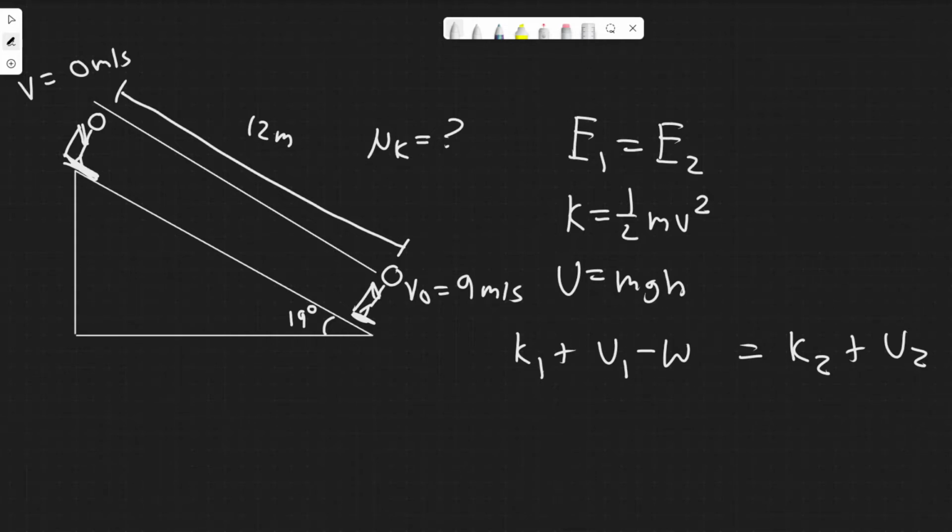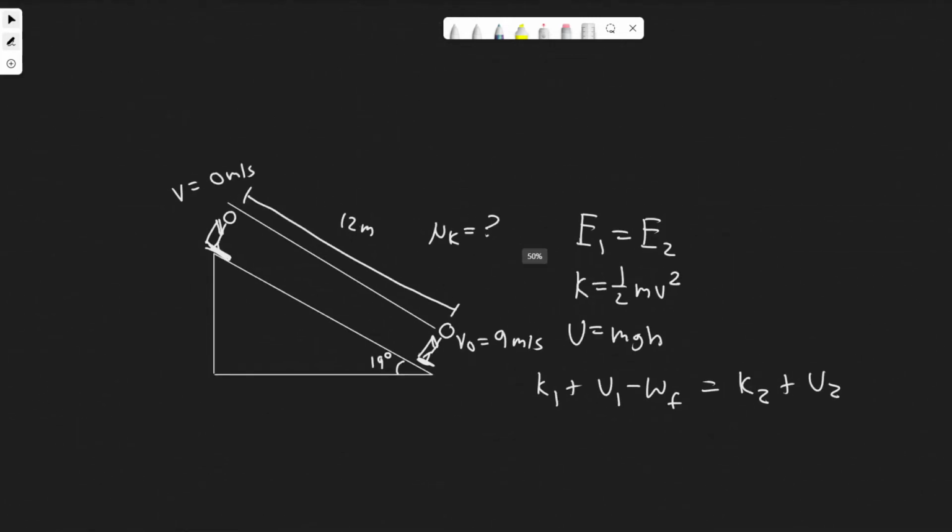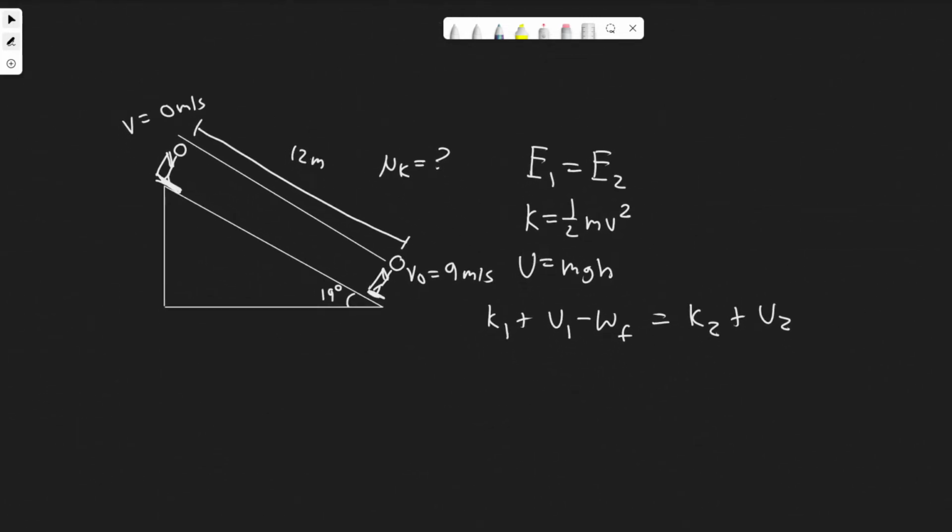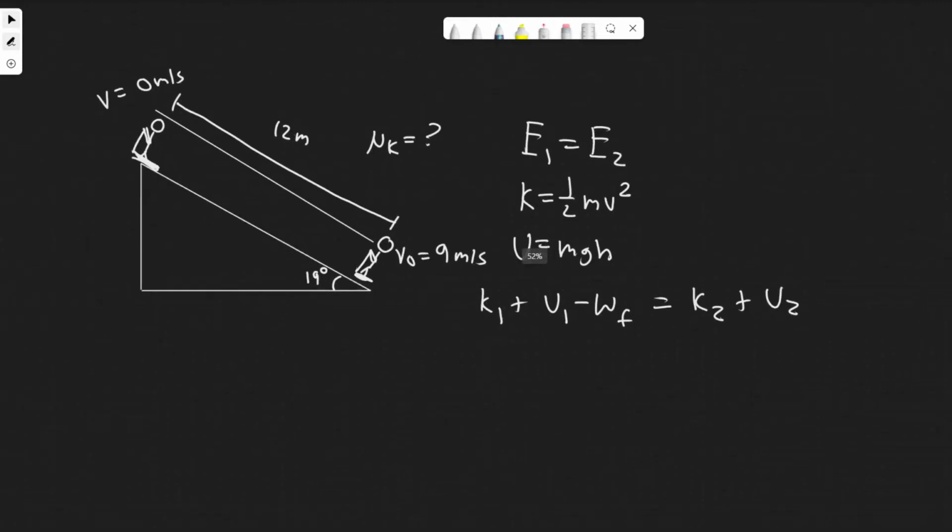So we have to include subtracting the work due to friction. You can call it minus W_F, and you can add it to the other side because basically it's the same thing, but I think it's easier to imagine that you have your initial energy, you lose some energy, and that equals your final energy. This is the basic idea of how we solve it, and we're going to plug in certain values to be able to solve for mu sub k. So let's go ahead and get started with that.